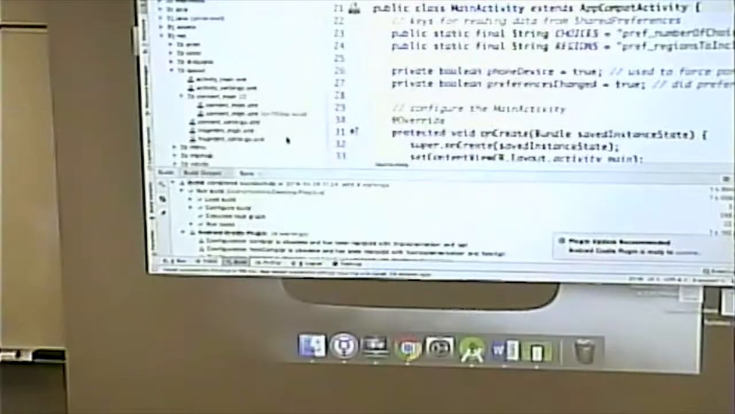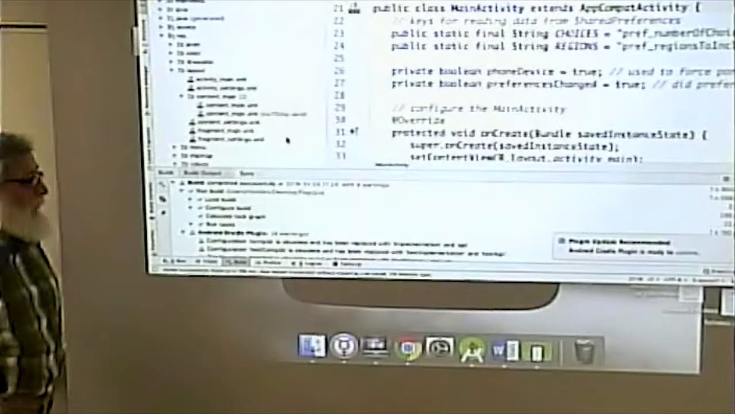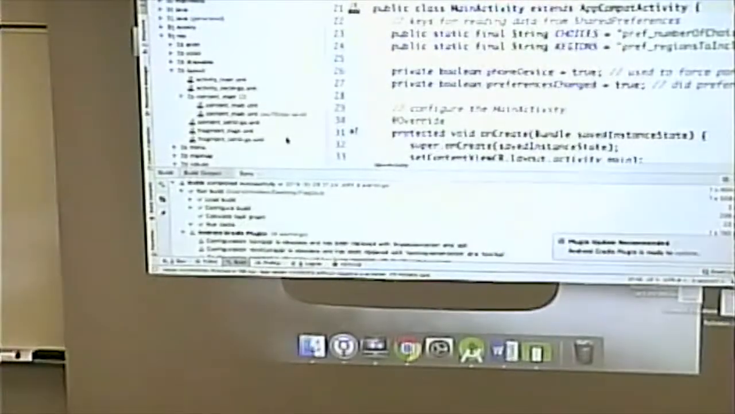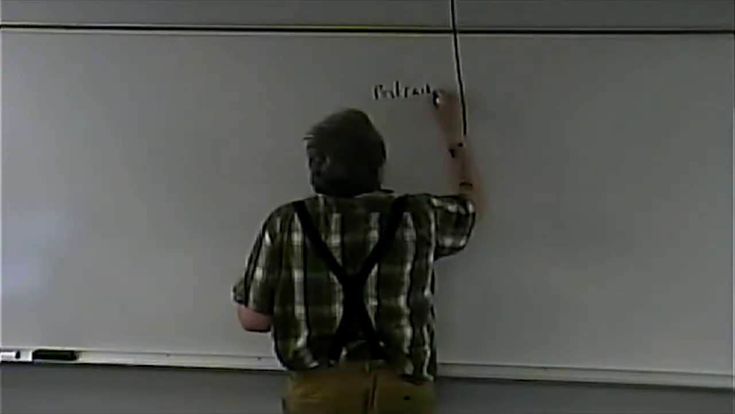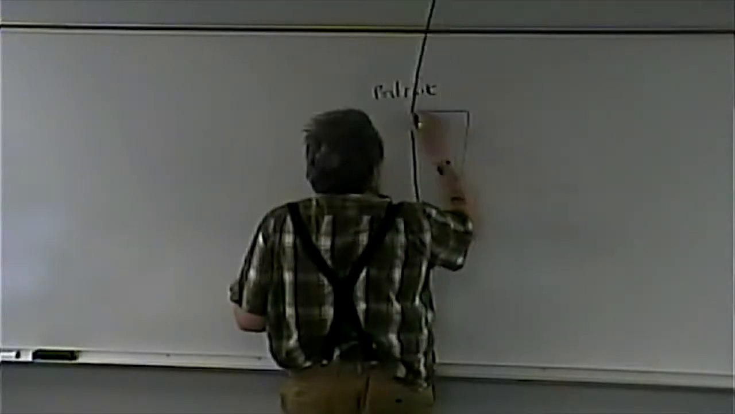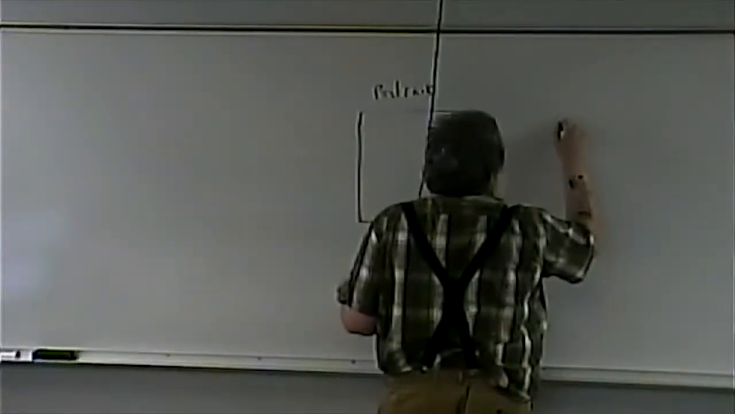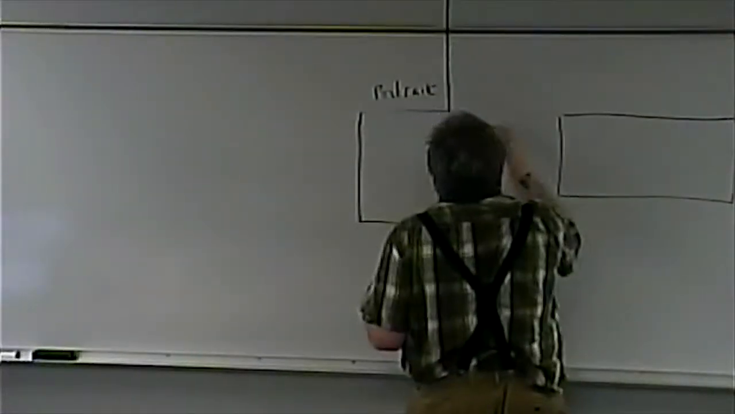Okay, let's go and identify what each of these XML files do. I'll put the list up on the board and we'll identify what they do, because it's a little confusing, I admit, when I'm doing this. All right, so I'm going to draw the screen, both portrait and landscape. So, in portrait, our main XML for the main window is content main.